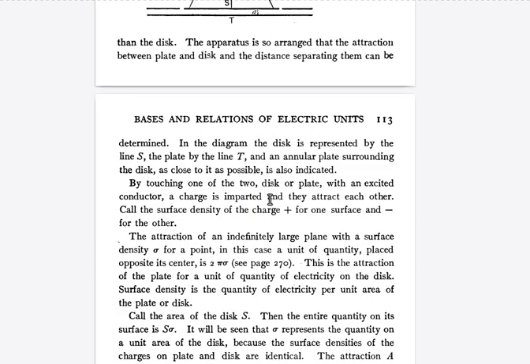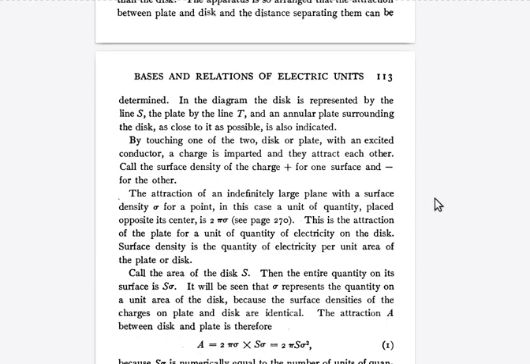By touching one of the two, disk or plate, with an excited conductor, a charge is imparted, and they attract each other. Call the surface density of the charge plus for one surface and minus for the other. The attraction of an indefinitely large plane with a surface density sigma for a point, in this case a unit of quantity, placed opposite its center is 2 pi sigma. This is the attraction of the plate for a unit of quantity of electricity on the disk. Surface density is the quantity of electricity per unit area of the plate or disk.